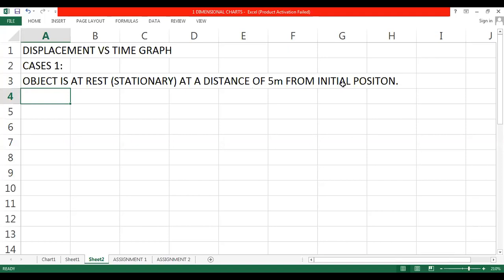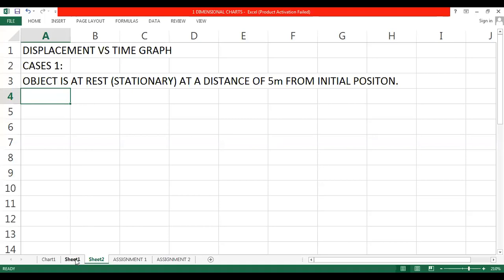Now class, listen to what you are going to do today as well as tomorrow, day after, as long as we have this topic to study. We are going to draw the graph, and behind that page, the blank part of that page, a graph paper has two sides, the ruled graph side and the blank side. On the blank side of that page, you are going to write all these cases. So the first case is that the object is at rest or stationary at a distance of 5 meters from the initial position.